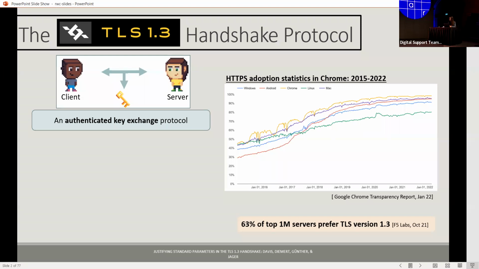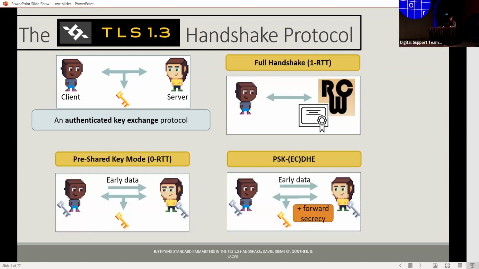The TLS handshake is a key exchange protocol that helps two parties negotiate a secret session key over the internet. The most recent version, TLS 1.3, is now default for more than half of the top 1 million servers. Most TLS 1.3 users, including me right now, use the full handshake protocol, which uses public key certificates for authentication. There are also two pre-shared key modes that use symmetric key authentication, mainly for session resumption and low-power devices.